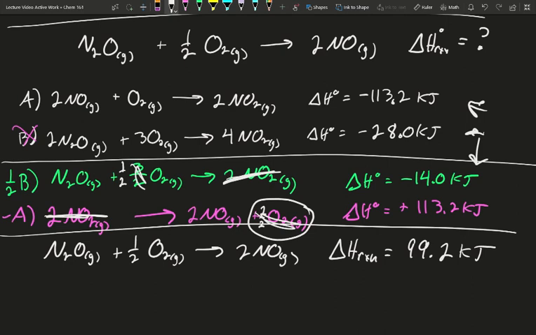So we can rearrange the equations we are provided to calculate the target equation in order to find the enthalpy change of the target equation.